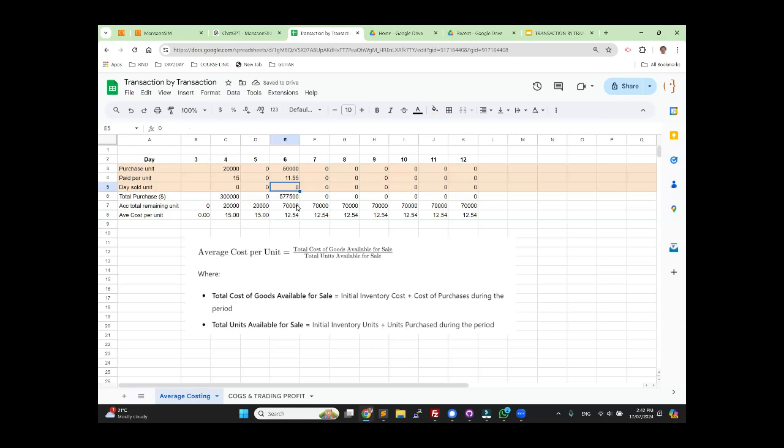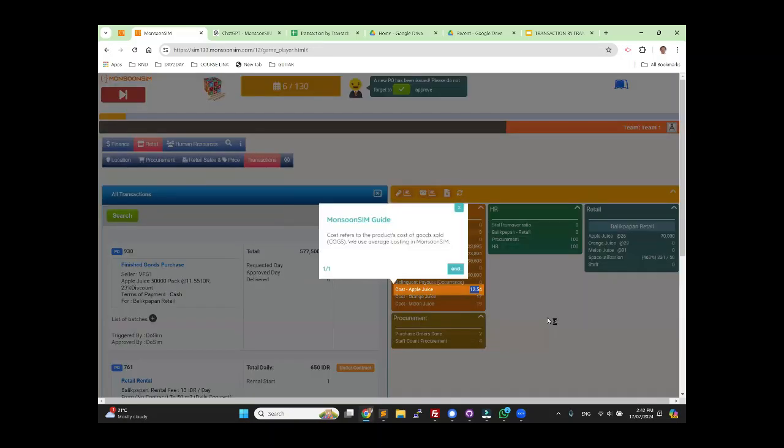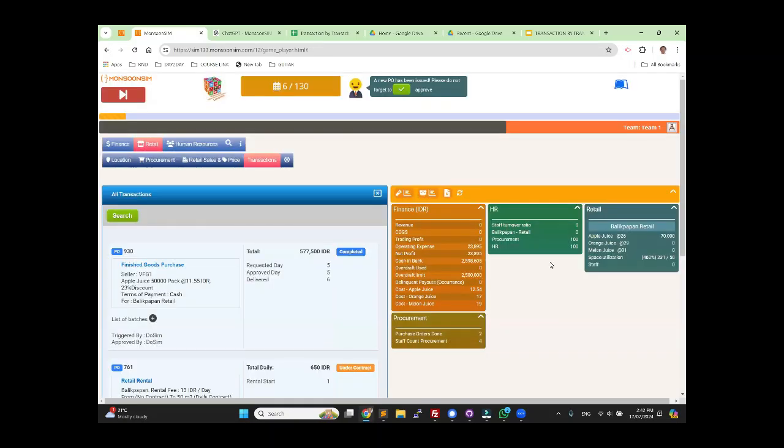Okay, I'm selling nothing, total purchase. My cost, not COGS, should be 12.54, which is exactly this one, 12.54. So I have averaged down my cost since I'm buying something at a discount. So originally it was 15, now it's 12.54.